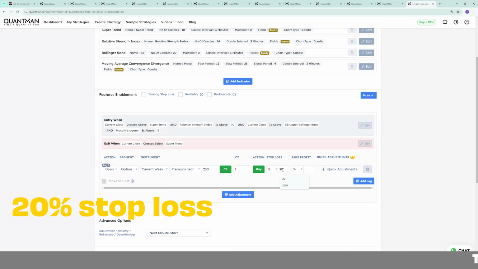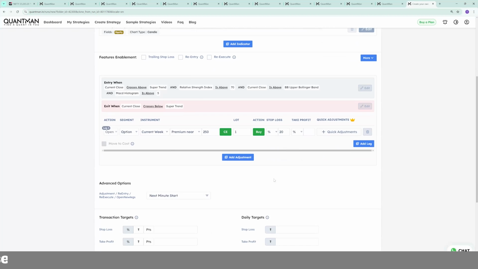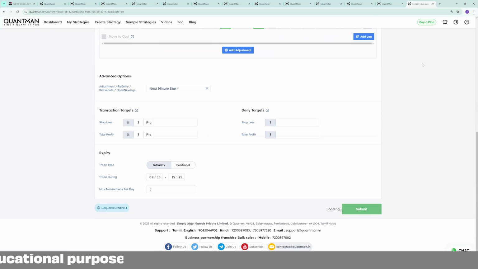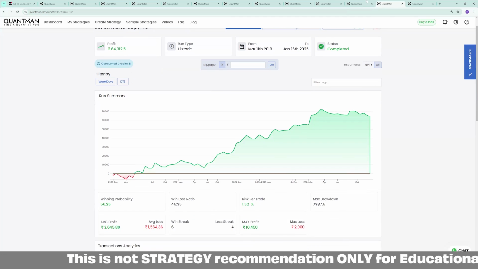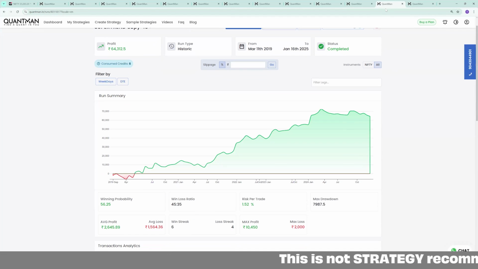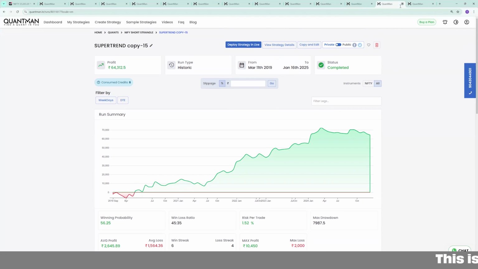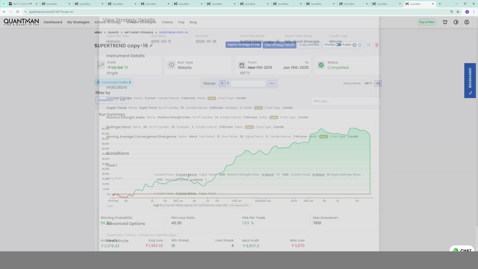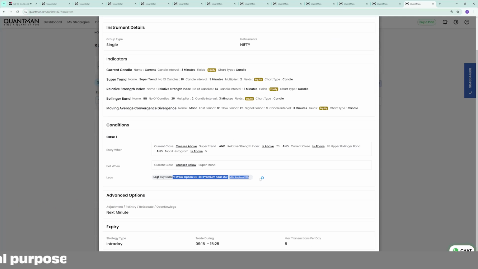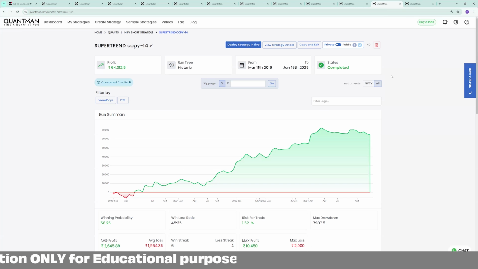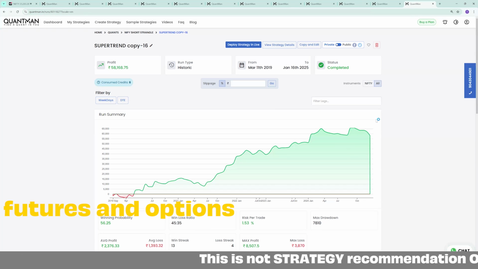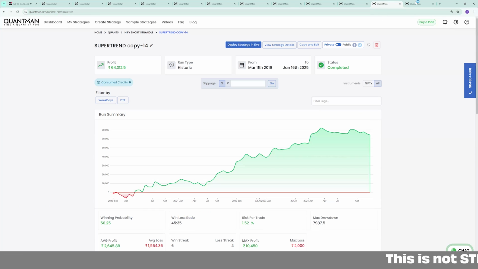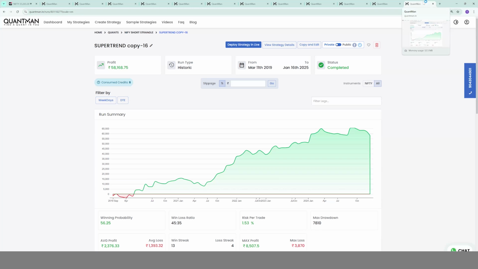Now I am using 20% stop loss and submit. If you are using stop gain, there is not that much performance. Both data are the same. See this chart. This is executed on the option chart. Same condition. Only thing is execution. This execution is on future. This execution is on option. Around a difference of 54, 64, 58.